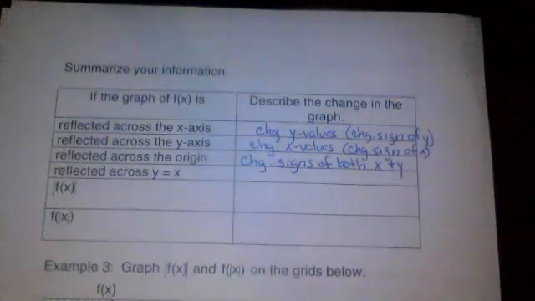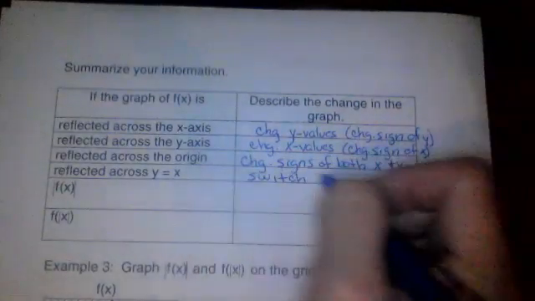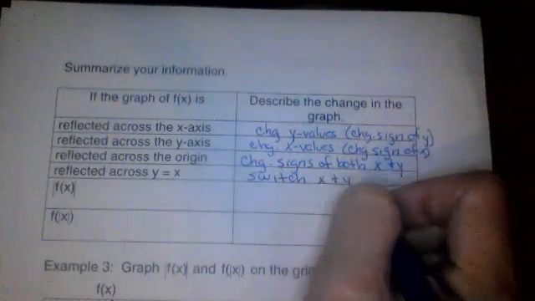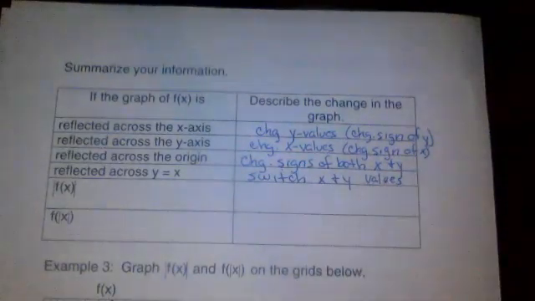And if I want to reflect across the line y = x, then I'm going to switch the x and y values. Now remember, when we say switch, the x's are going to go in the y column, and the y's are going in the x column.